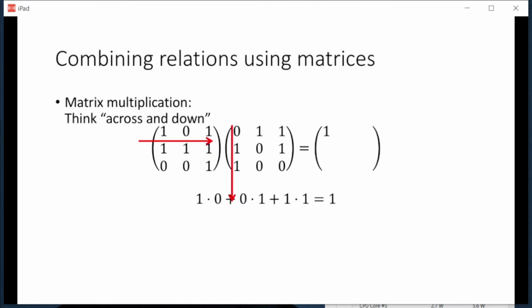Now, I know this is going to be tedious, but let me do some others. To get the next entry, I'm going to multiply the top row by the middle column. So when I do that, I get this. So that's 1 times 1 plus 0 times 0 plus 1 times 0. So hopefully you see where all that comes from.